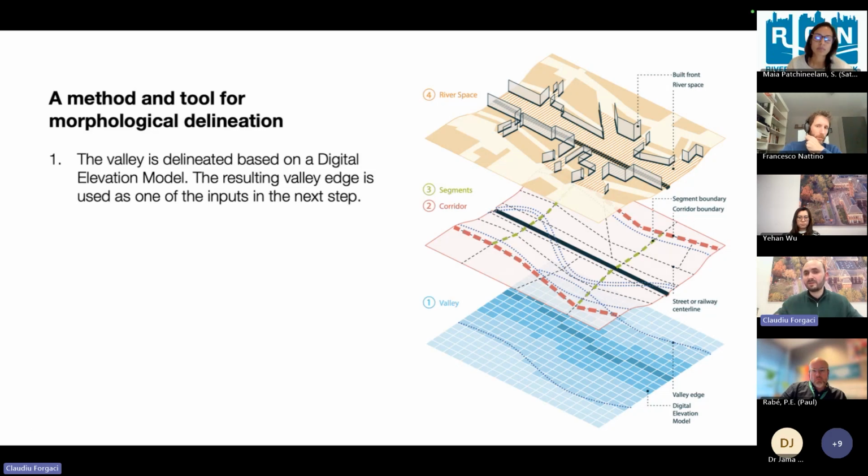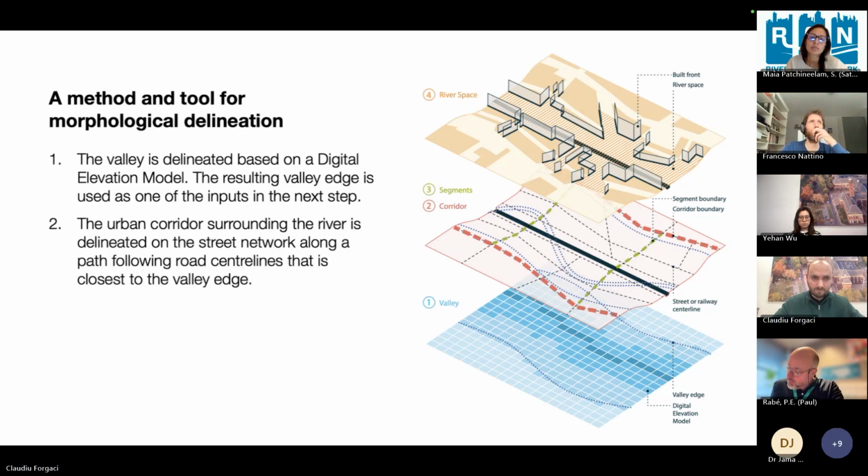So basically based on the terrain around the river, the resulting valley edge is used as one of the inputs in the next step. So the valley here is basically the space that has been carved out by the river through time. And it's not the same as the watershed. The watershed is much larger than that.